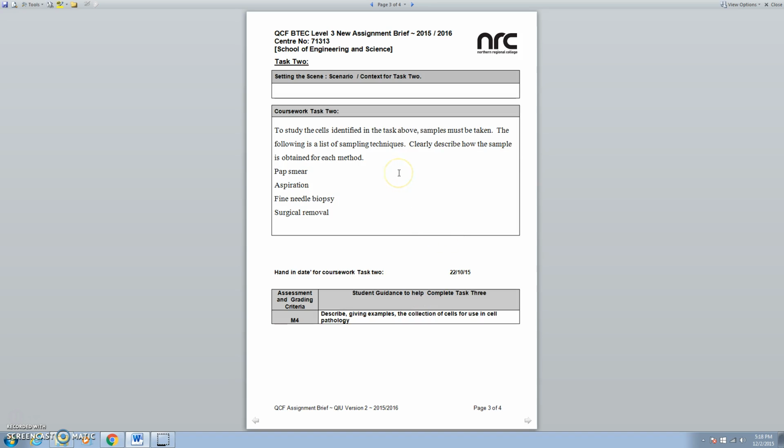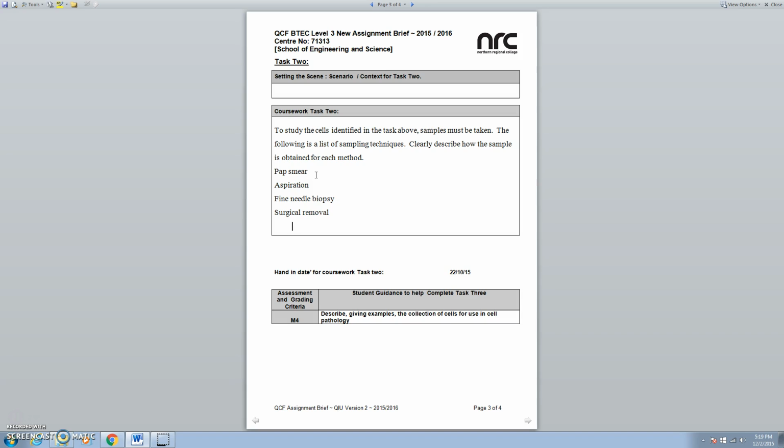Task number 2, again within the same scene and context. To study the identified cells above, samples are taken. Again, we've been looking at different ways in which we can remove samples from a patient. Clearly describe how each sample is obtained for each method. Simply for this, around roughly a page or a page and a half, explain how a pap smear, aspiration, fine needle biopsy and surgical removal would be carried out within a biomedical setting. Again, include fine details such as aseptic techniques or the amount used, equipment used and the procedure.